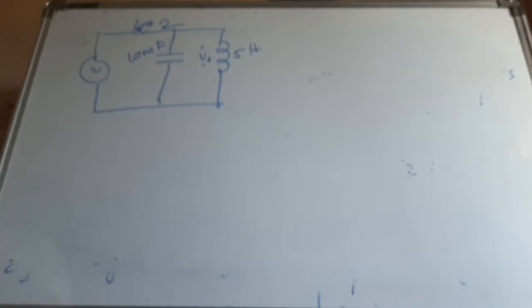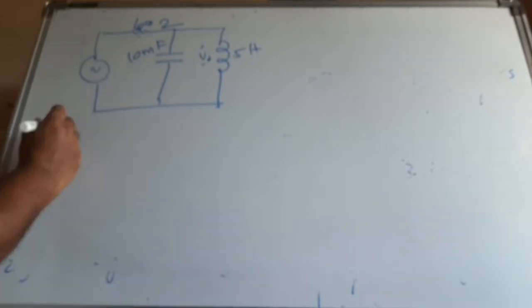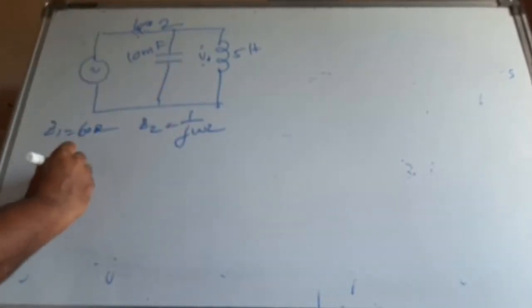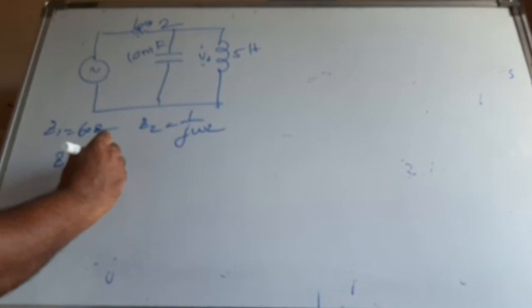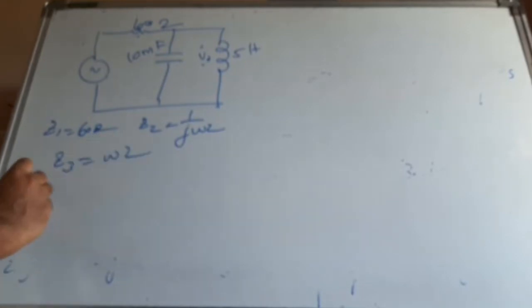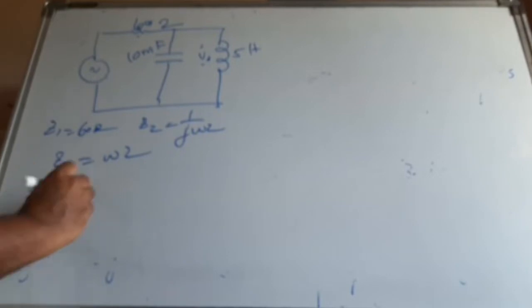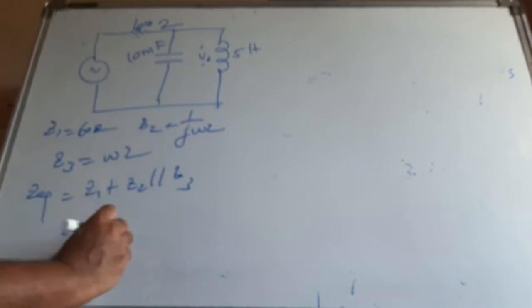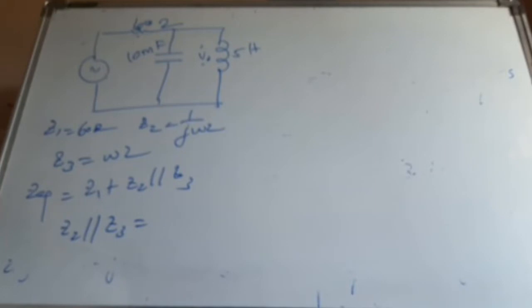Now you see that this one is equal to 60 volts. Z2 is equal to 1 by omega C, and Z3 is equal to omega L. Now you can see that Z is equal to Z1 plus Z2 parallel Z3. So how do we make Z2 parallel Z3? It can be written on simplification.